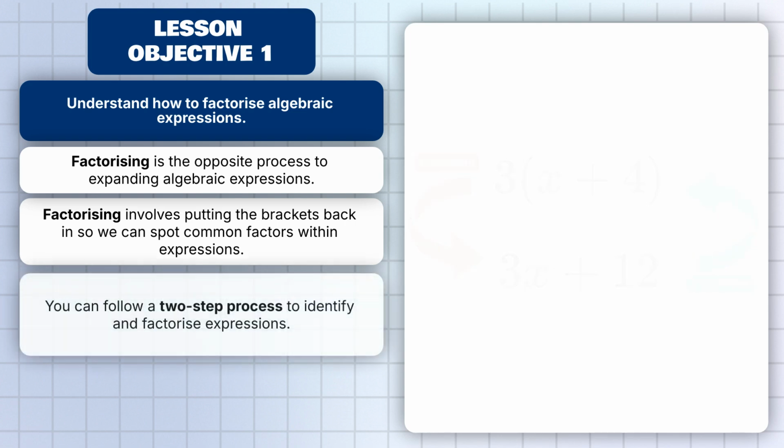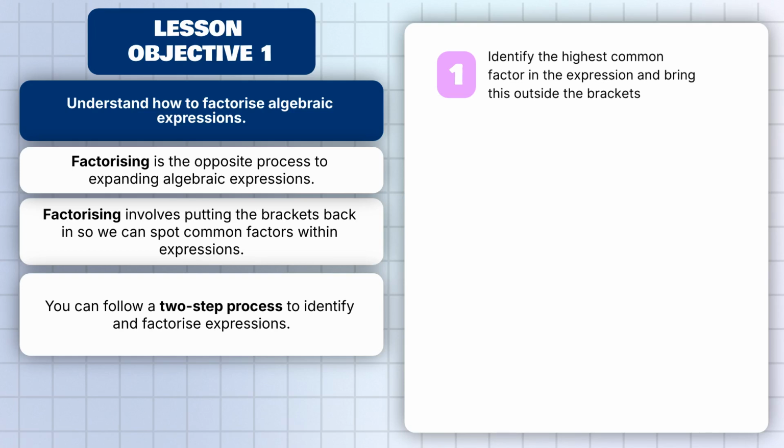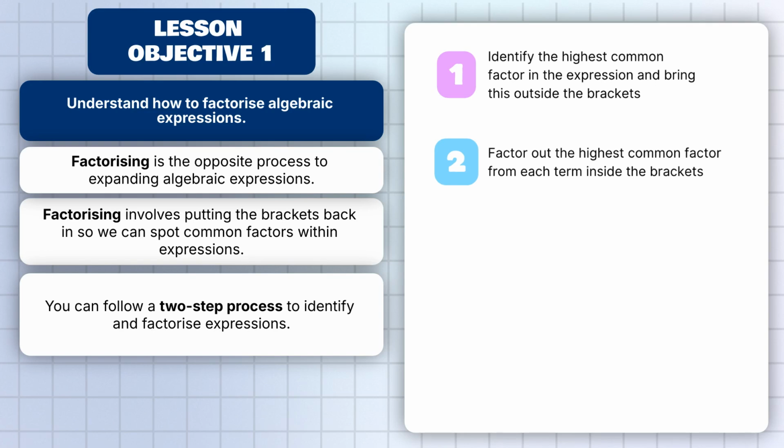To factorize, you can follow a two-step process. First, identify the highest common factor of all the terms. Second, bring the highest common factor to the outside of the brackets and fill in the brackets so that the expression remains the same. Let's apply this to an example.